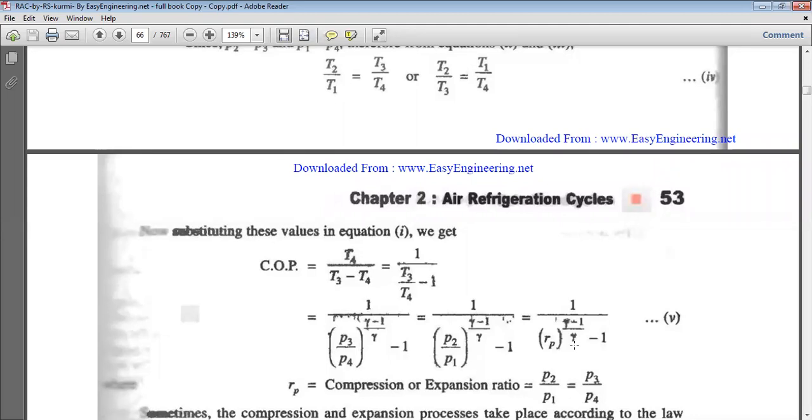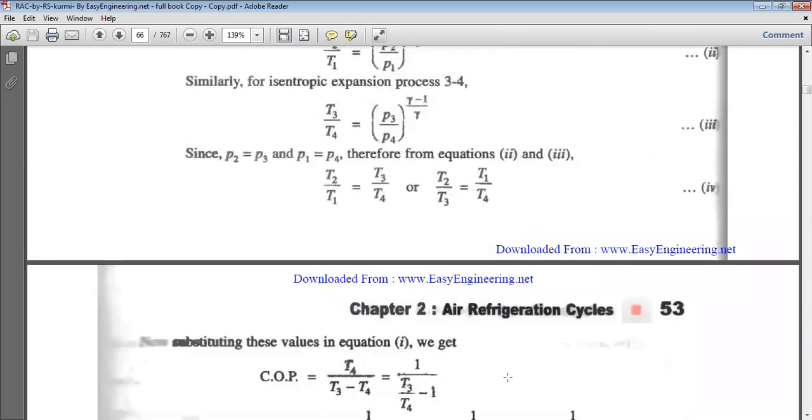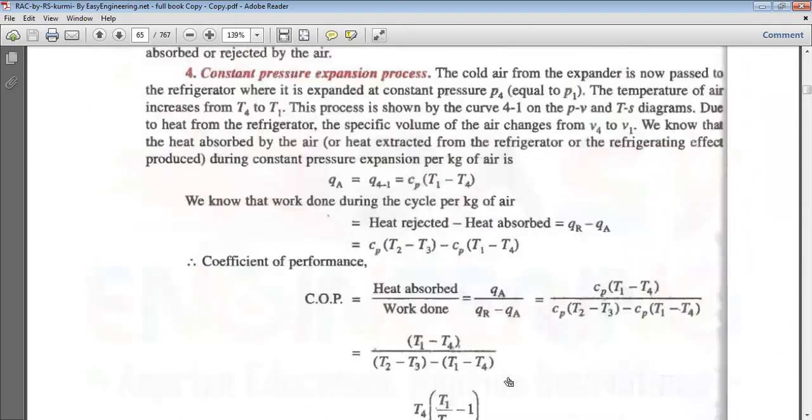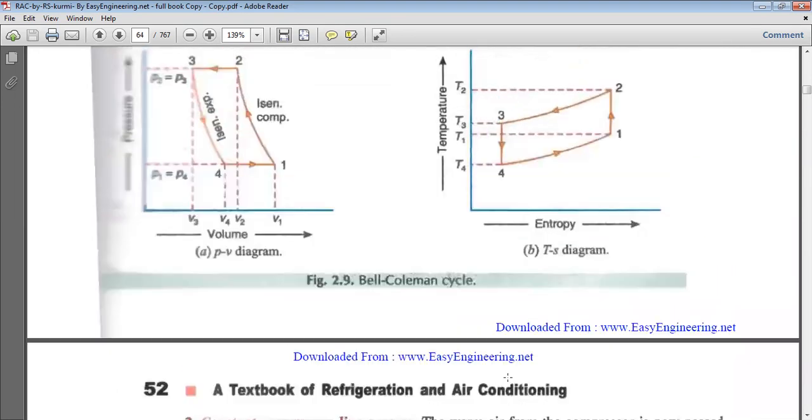Suppose the compression and expansion are not isentropic but polytropic. Then this derivation cannot be used, because in a polytropic process Q12 is not 0 and Q34 is not 0. Therefore, I don't get that equation. Work input is equal to heat rejected Q23 minus heat absorbed. We cannot use that equation.